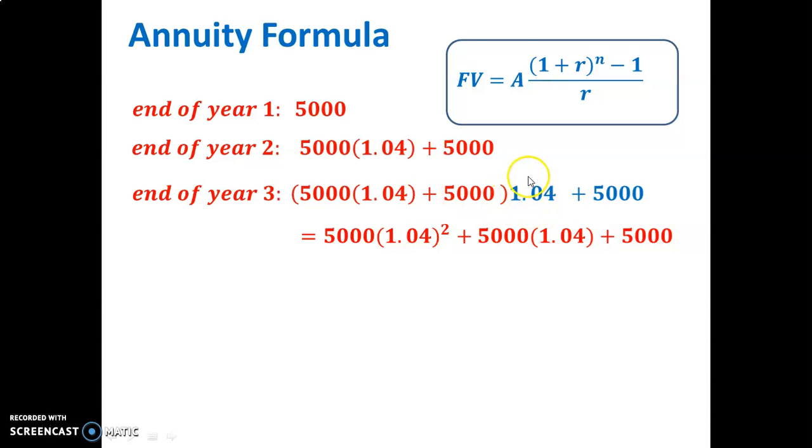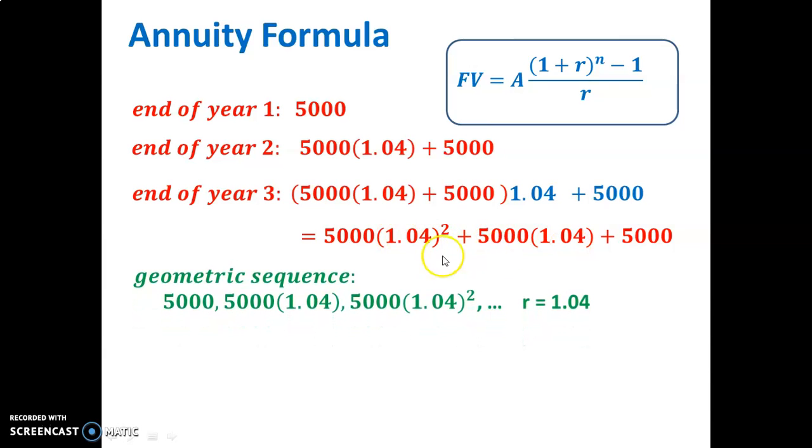If you see, this 1.04 can multiply here and here. And when you multiply that here, you get 5,000 times 1.04 squared. And then that times this, 5,000 times 1.04. And then you have your extra 5,000. Now look at this carefully. What do you see? I see a geometric sequence. For sure, this is a geometric sequence.